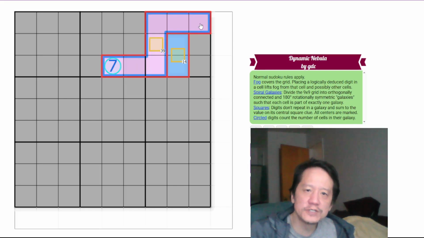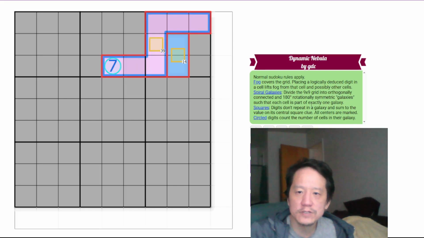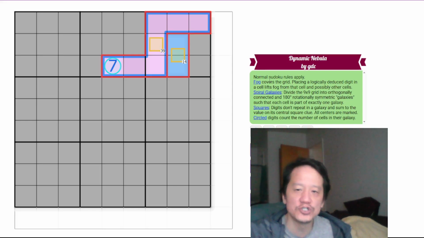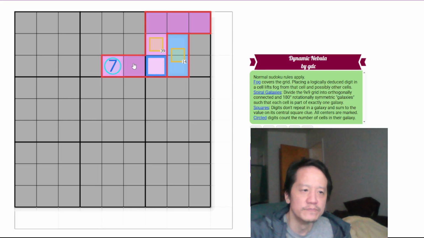We know this is 7 unique digits. Oh, it doesn't actually, we don't know that. There's no restriction on the digits inside the galaxy. Oh, no, it says digits don't repeat in a galaxy. Okay, so that's guaranteed. And sum to the value, so yeah, it's typical killer cage clues.